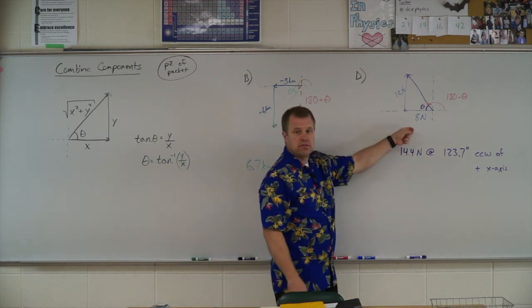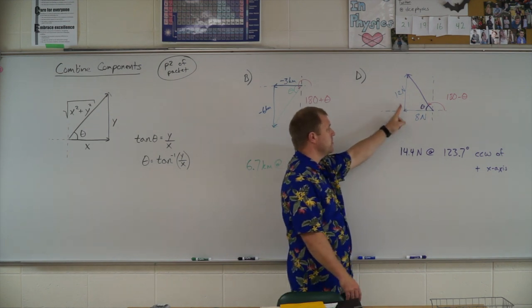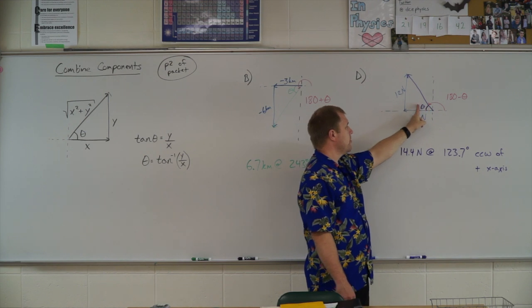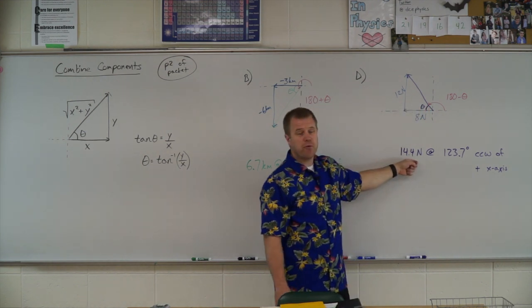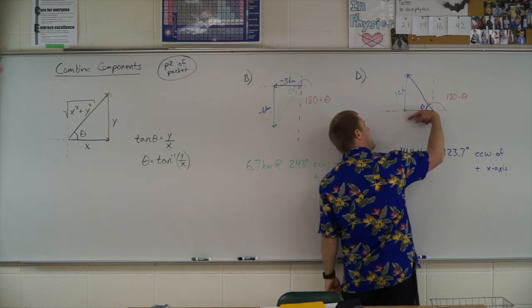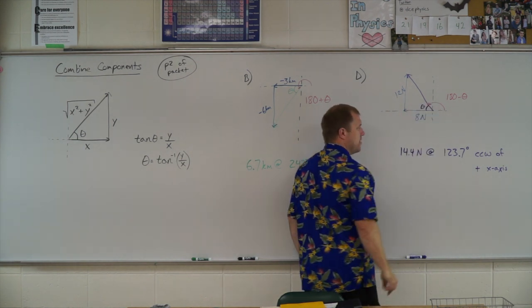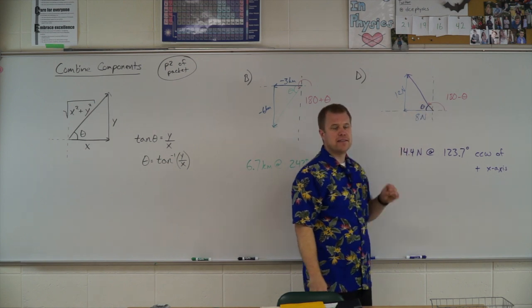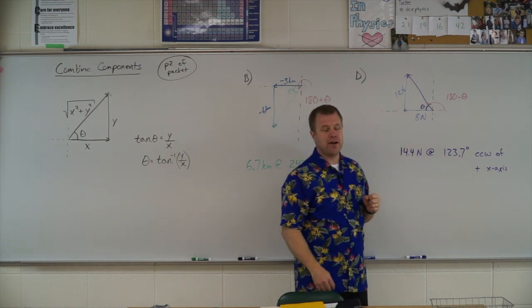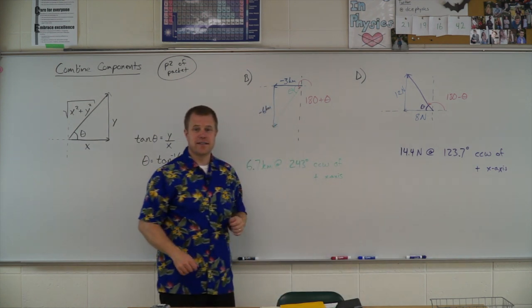For D, same kind of deal. You draw your two components, one then the other, and then you find your angle and your magnitude. For the magnitude, you should get 14.4 newtons. For the angle, you're going to have to do 180 minus that theta value you found, to find the supplementary angle there, of 123.7 degrees counterclockwise of the positive x-axis. There you go.